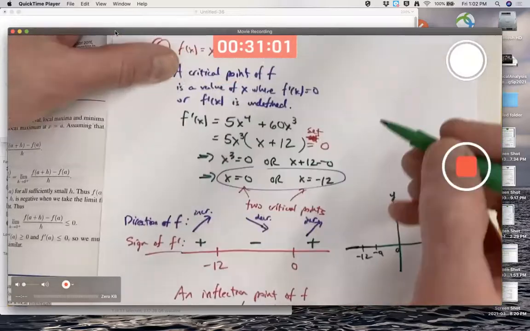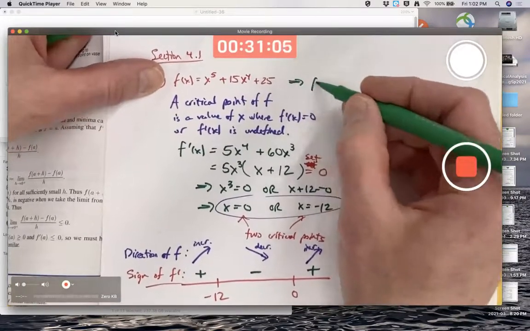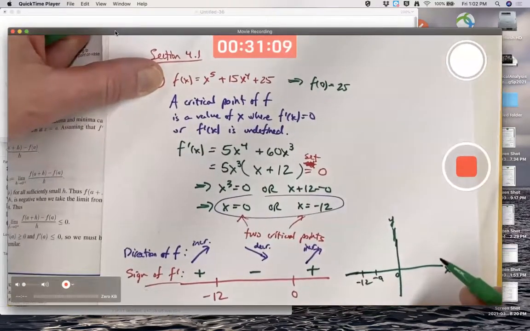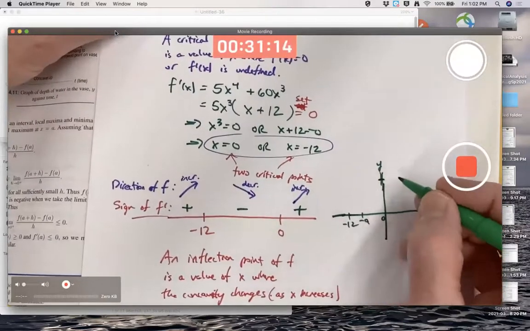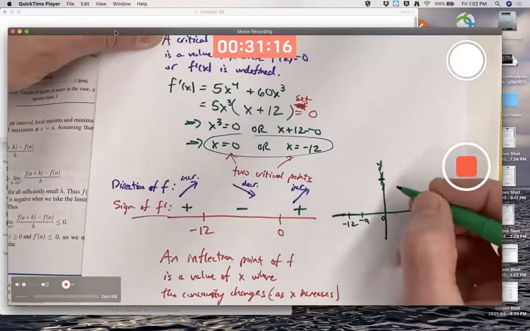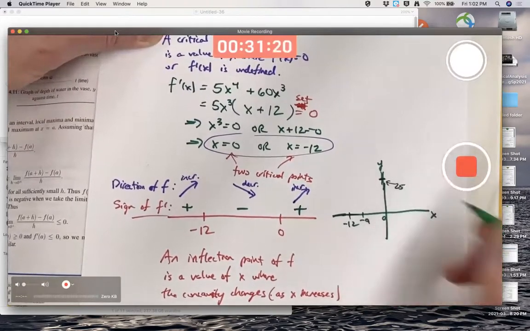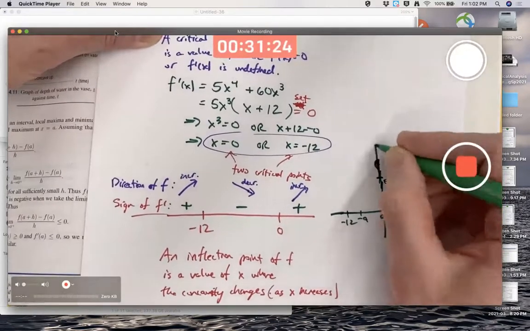It's also worth noting that the y-intercept of this function is 25. F of 0 is 25. That's worth noting. Let's pretend this is 25. So there's your y-intercept. 25. Let me go higher here.